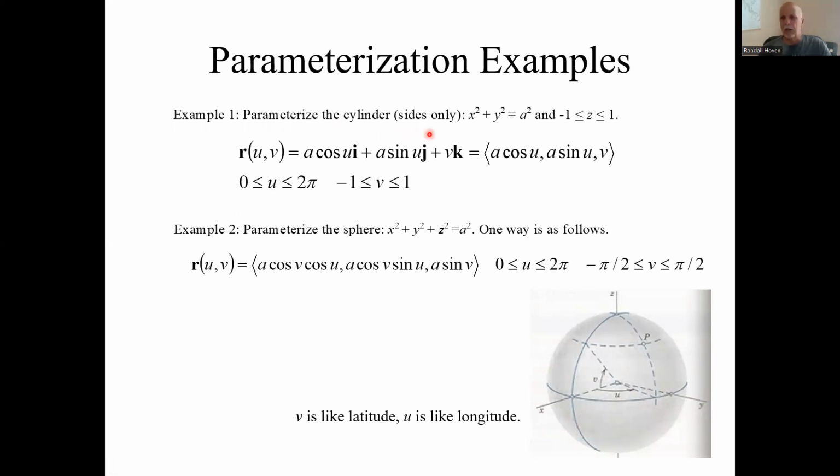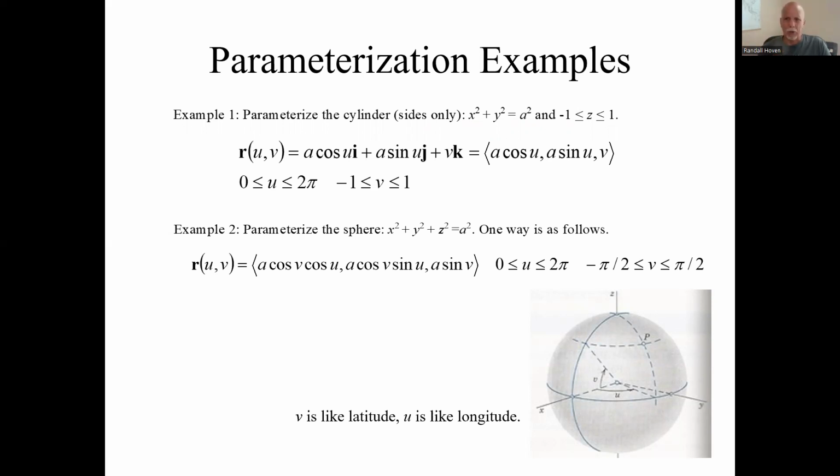Say it's the cylinder described by x squared plus y squared equals a squared, or a cylinder of radius a, and it goes along z from -1 to 1. I think you can imagine that. It's like a can, up and down in the z direction.